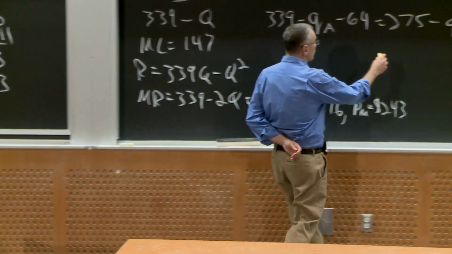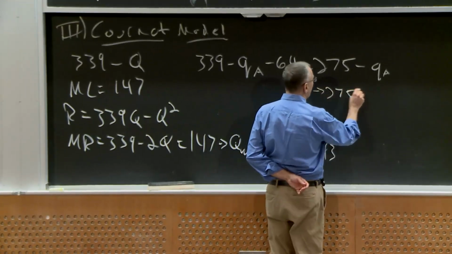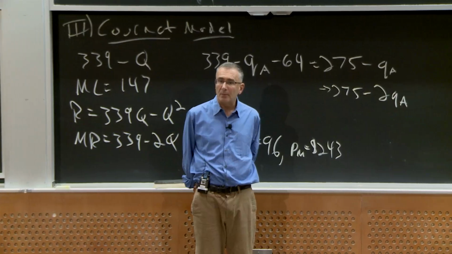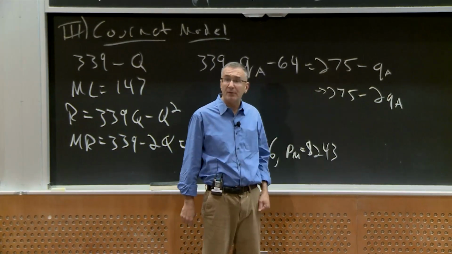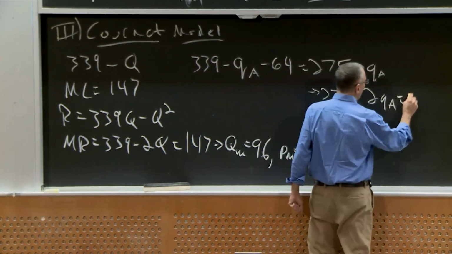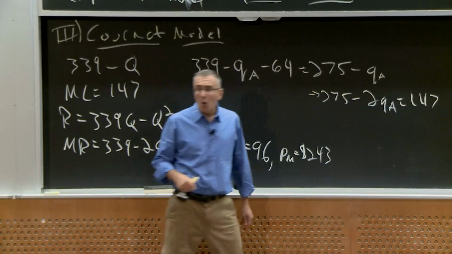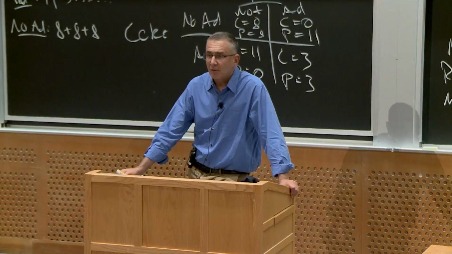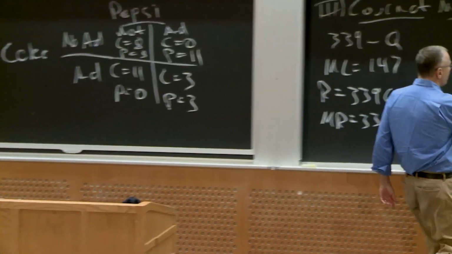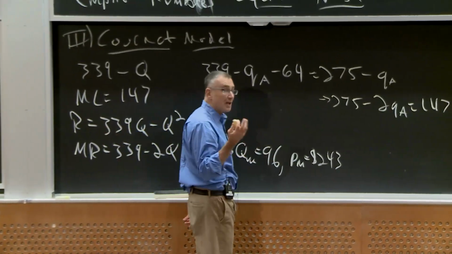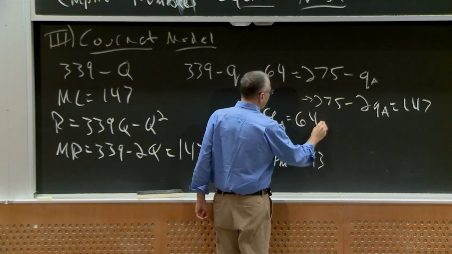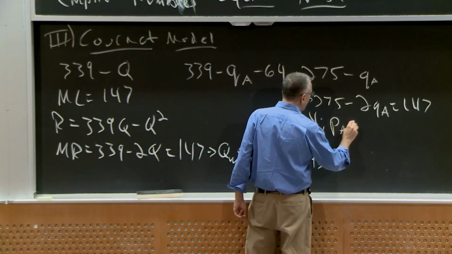Okay, so what's marginal revenue? Marginal revenue here is going to be 275 minus 2QA. I just multiplied that by Q and then took the derivative. Marginal cost is 147. So the new optimal Q sub A is, instead of 96, they're going to fly 64 flights. Remember, Q sub A is the old big Q because there's now two firms, not one firm. The new optimal Q sub A is 64 flights, and the new optimal price is 211.